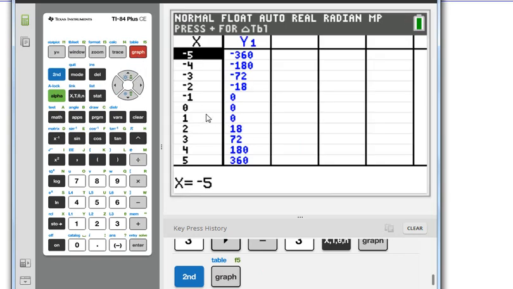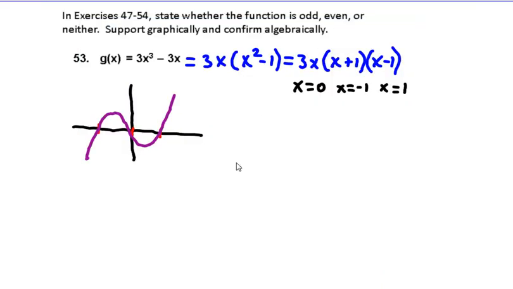So what we have is, we just go to -2, f of negative x is going to be negative 18, which is negative f of x. So if f of x is 18, negative f of x is negative 18. And so this is the type of pattern we see with odd symmetry. So we'll say definitely odd symmetry.